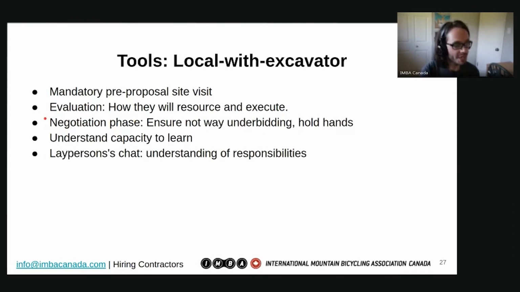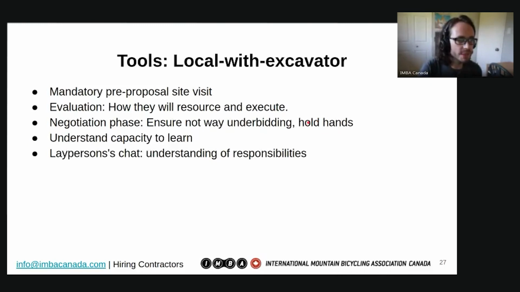So you can actually, through the negotiation phase, say, we want you to come back and think about these items and come up with a different number. You can do that with the RFP. You're holding their hand a little bit. Now, why are we doing this? Why are we helping this person along?